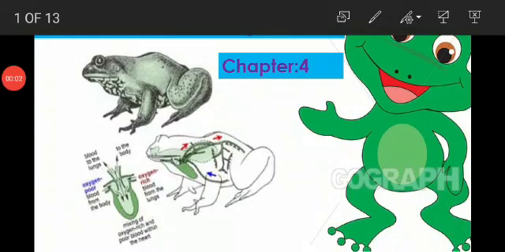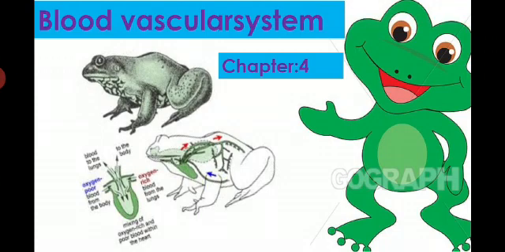Good morning, students. Let's learn the topic blood vascular system, chapter 4. So, frogs are amphibians and have what type of circulatory system? Closed circulatory system, which means that frogs' blood is contained within blood vessels under the well functional and well developed heart. Normally, we are studying some kinds of organisms that come under a closed type of circulatory system.